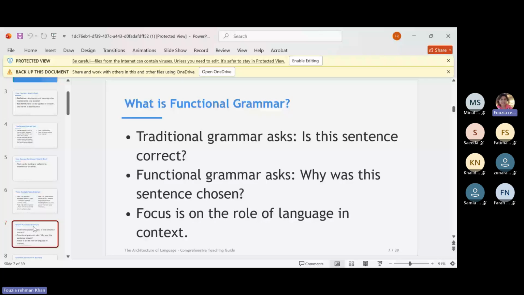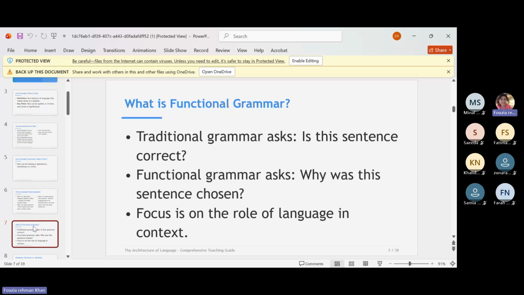And functional grammar is about choice. A sentence can be correct when you are using different words. You can be using synonyms also, easier vocabulary or difficult vocabulary. That might be correct. But there is a purpose of choosing the words that you choose. You intentionally choose those words. In functional grammar, it is all about choices.